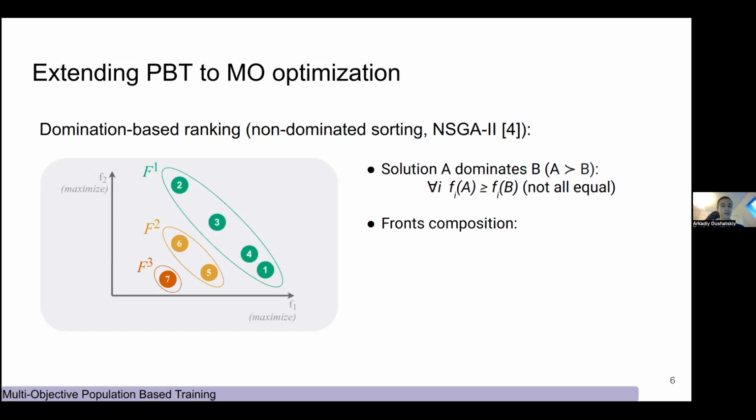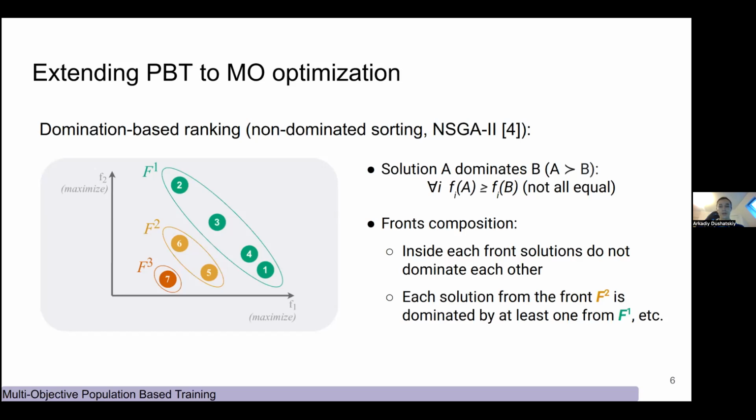And then we divide this set of solutions into so-called fronts. Inside each front, solutions don't dominate each other, and each solution in the first front dominates solutions in the second front. All solutions in the second front dominate solutions in the third front, and so on. And this gives us a ranking. So we say that solutions from the first front, the green solutions here, are the best ones.